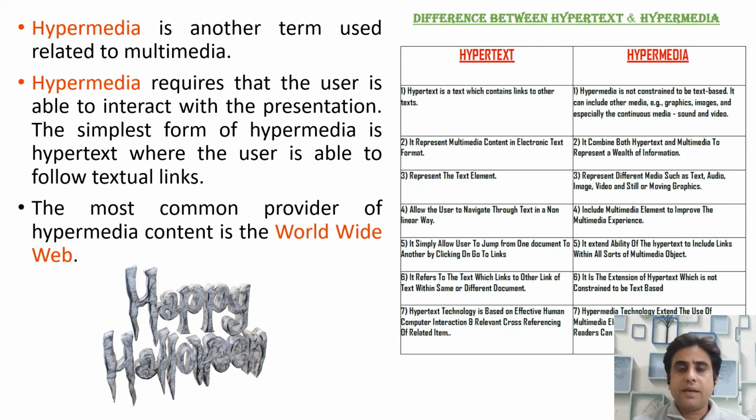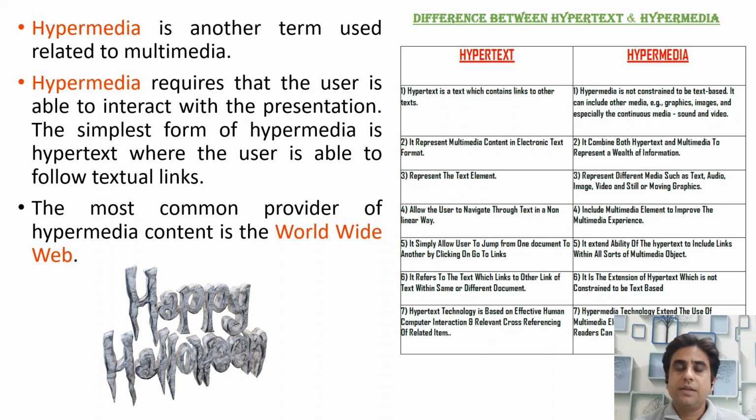Now, another term related to the multimedia system is hypermedia. As you have heard regarding text, text is basically written material. Now, what is hypertext? Hypertext means text that contains links to other text. In a similar manner, hypermedia is not constrained to text. It can include media like graphics, images, sounds, and video.